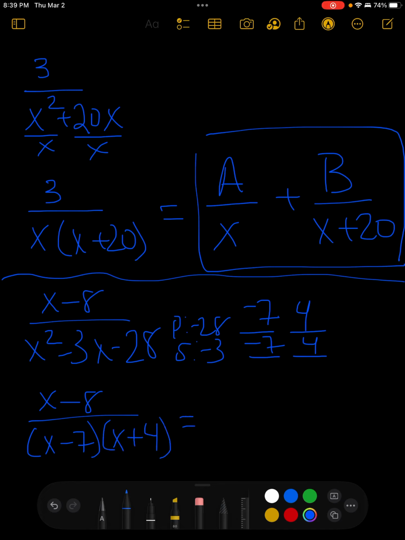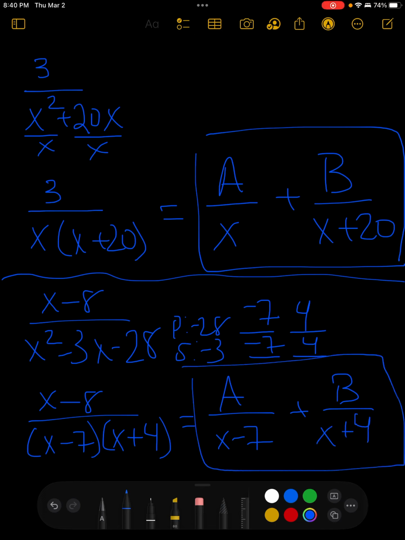Once again, I examine what kind of denominator I have. I do have distinct linear factors. So I have capital A over the first one, and capital B over the second one. And that's it. That's all you had to do.